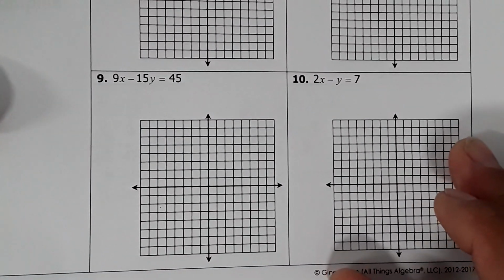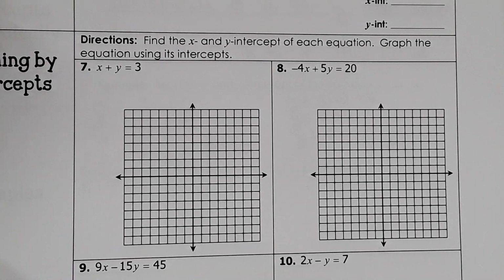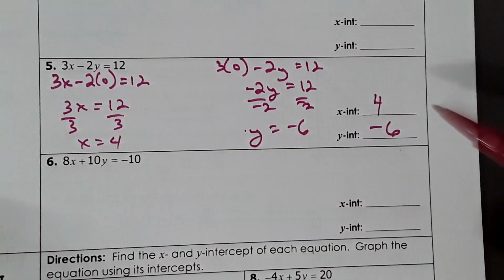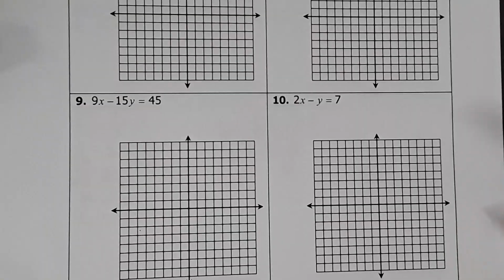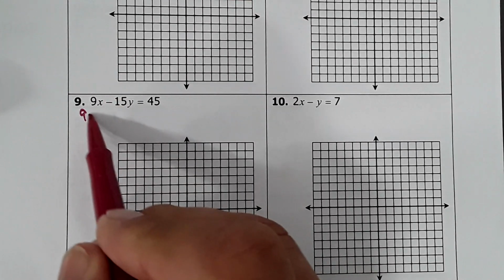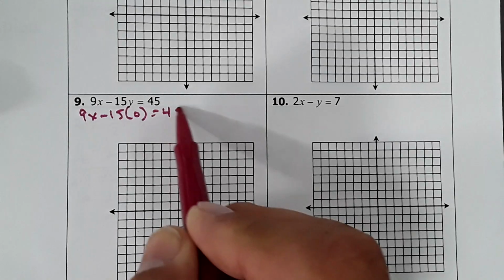So now the directions are find the x and y-intercept of each equation and then graph it. So I'm doing the same thing I was doing up here, but then at the end I'm going to take my information and I'm going to translate it to the graph. So I'm plugging zeros in. So number 9, to find the x-intercept, I plug a 0 in for y. So this becomes 9x minus 15 times 0 equals 45.